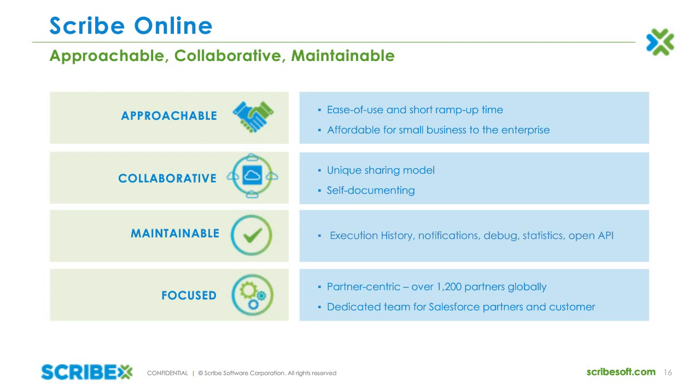So what does Scribe Online actually look like, and what are some of our value points? We're a very approachable platform. Because of our ease of use and short ramp-up time, you can very quickly deploy an integration. It's also affordable from the small business to an enterprise, so if you're a small business but you want to scale up, you can scale as you go. It's very collaborative. We like to say that we have a unique sharing model, so you can easily invite users to your account and then build integrations together.